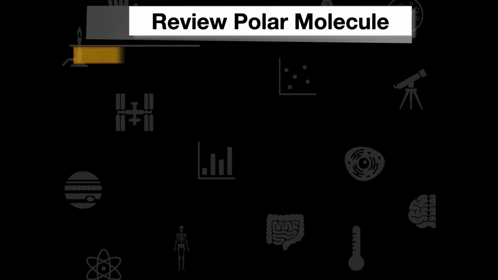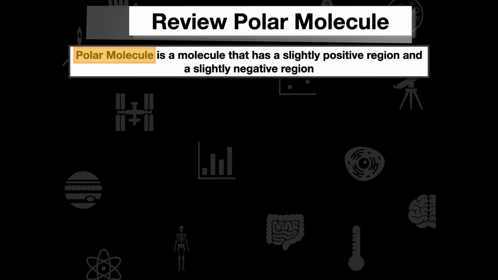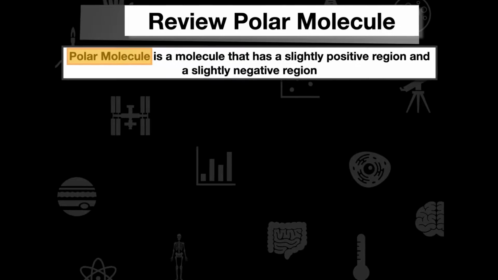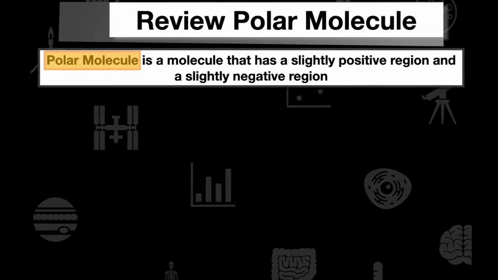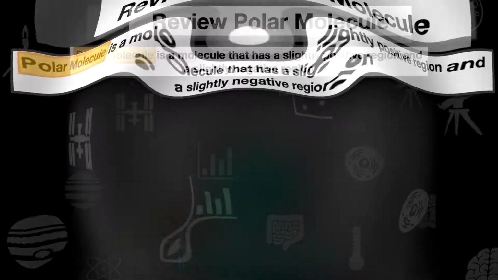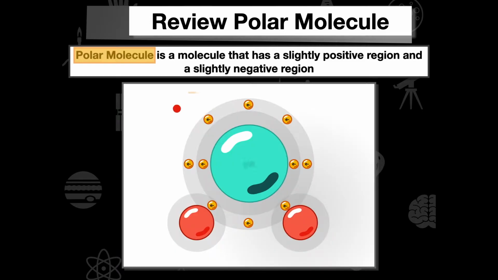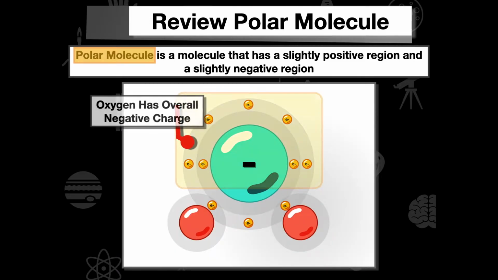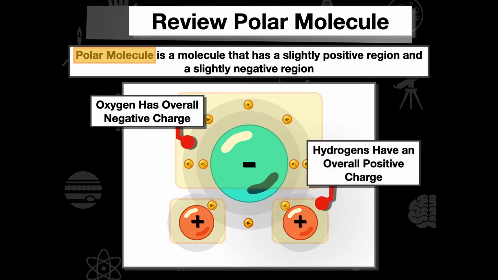Alright, so before we begin anything, let's review what a polar molecule is. A polar molecule is a molecule that has a slightly positive region and a slightly negative region. So if we review this, we know that the oxygen has an overall negative charge, and the two hydrogens have an overall positive charge. If you don't know this by now, you need to make sure you understand and review that before delving into the content in this video.